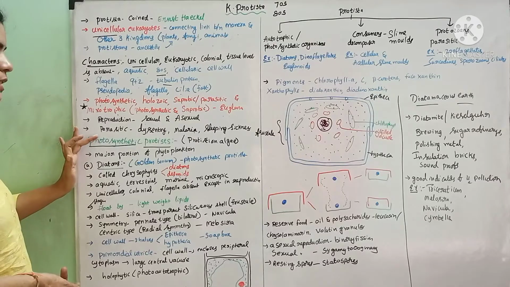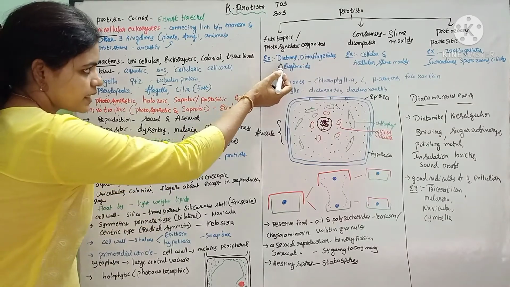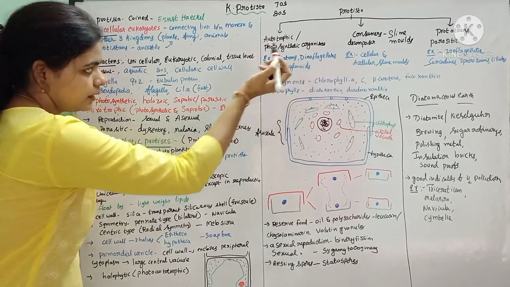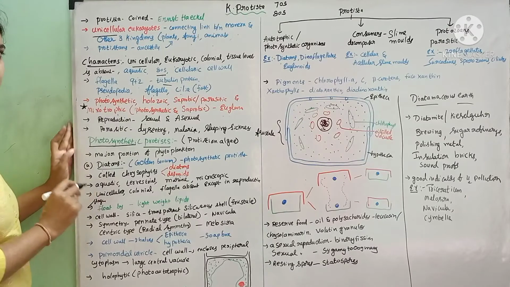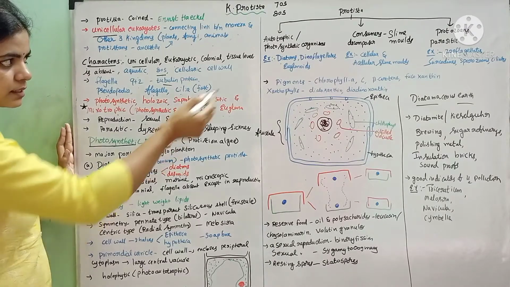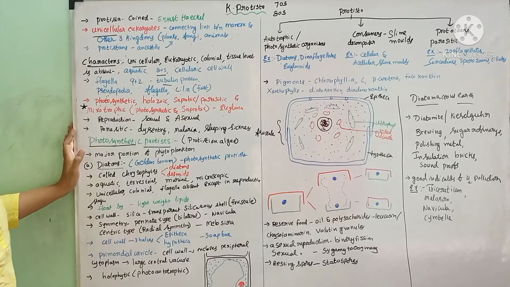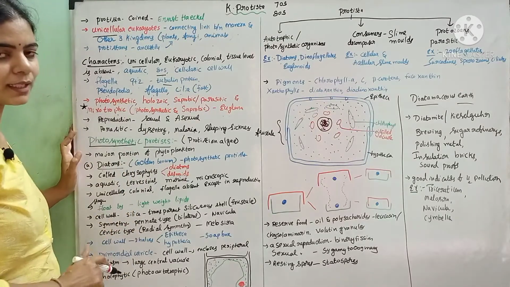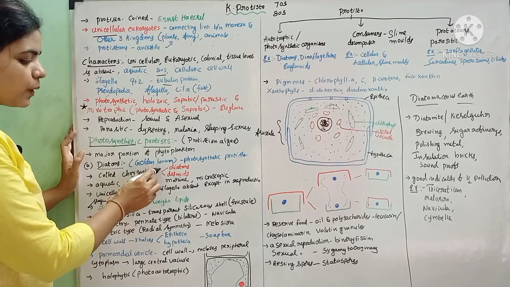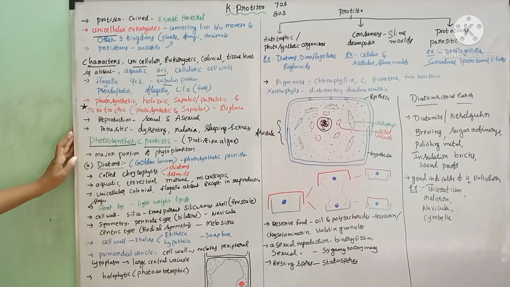So these photosynthetic protistans include, we have taken some examples like diatoms, dinoflagellates and euglenoids. The first example is diatoms, that is present in our syllabus. Diatoms are golden brown in color. What is the color of the diatoms? Golden brown color. These are photosynthetic protists.